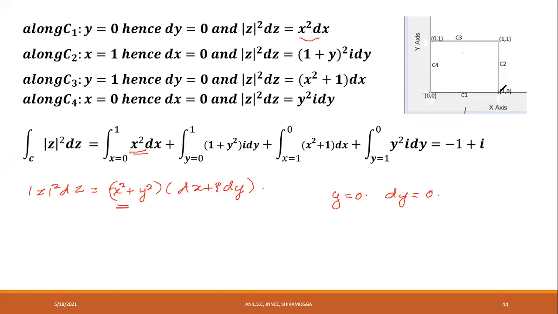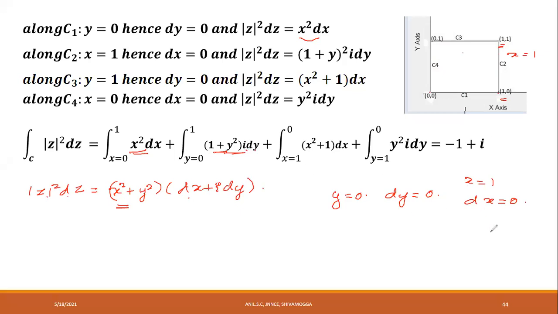Next, along C2, the equation of this straight line is x is equal to 1. Since x is equal to 1, dx is equal to 0. Therefore, mod z whole square into dz is equal to (1 plus y square) into i dy.